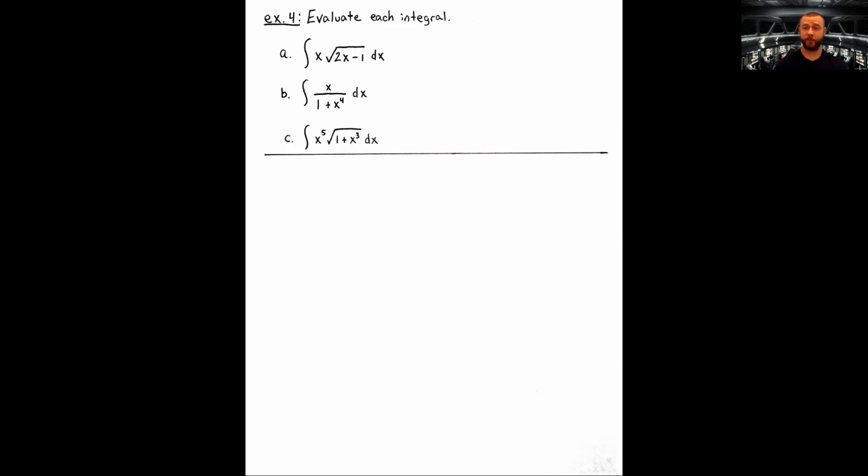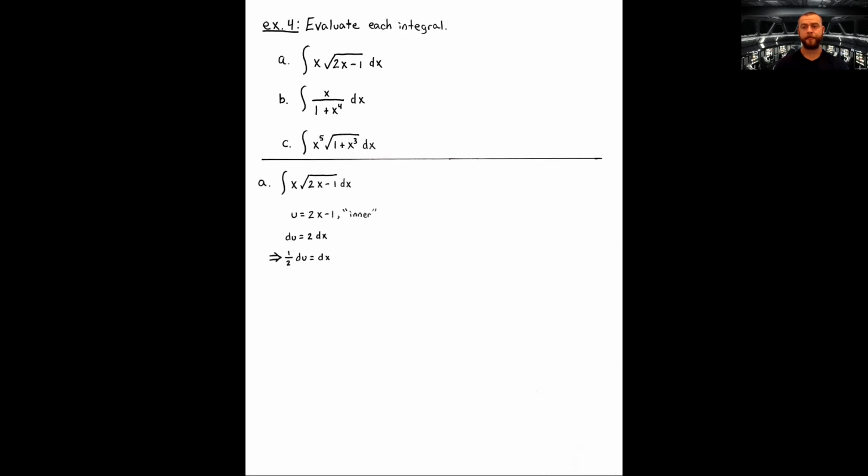All right, welcome back. Let's go through part A. Here we have hopefully an obvious inner expression, u equals 2x minus 1. So we'll try that as our u. We can calculate the differential du as 2 dx. From examples we've covered, no surprise that we might have to manipulate the differential here. So we're solving for dx to get 1/2 du equals dx.